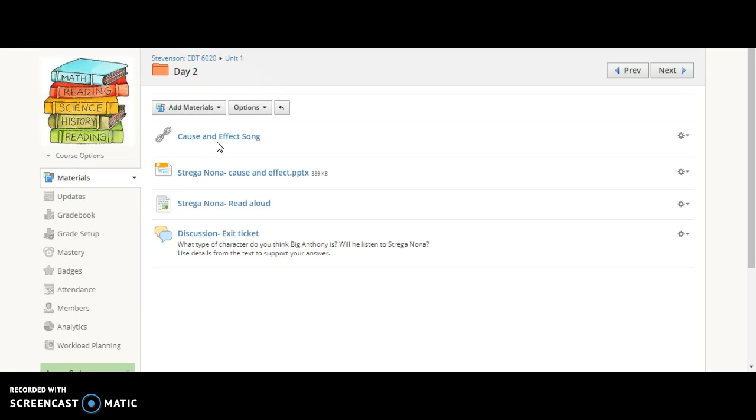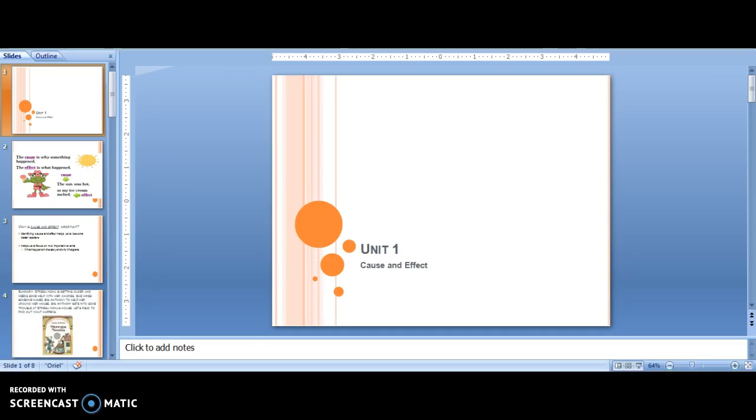Once you are finished listening to that song, you may come down here to the Stregonona Cause and Effect PowerPoint. When you click on the PowerPoint, it will show up like this. You will see Unit 1, Cause and Effect, and that's when you'll know that you're in the correct place.